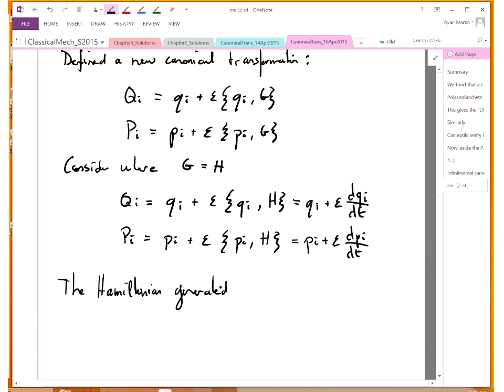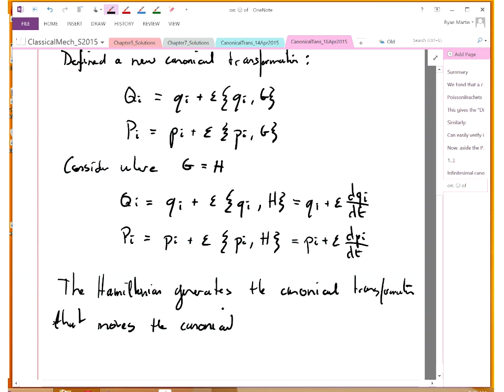I'm going to write that as a sentence. The Hamiltonian generates the canonical transformation that moves the canonical variables through time.